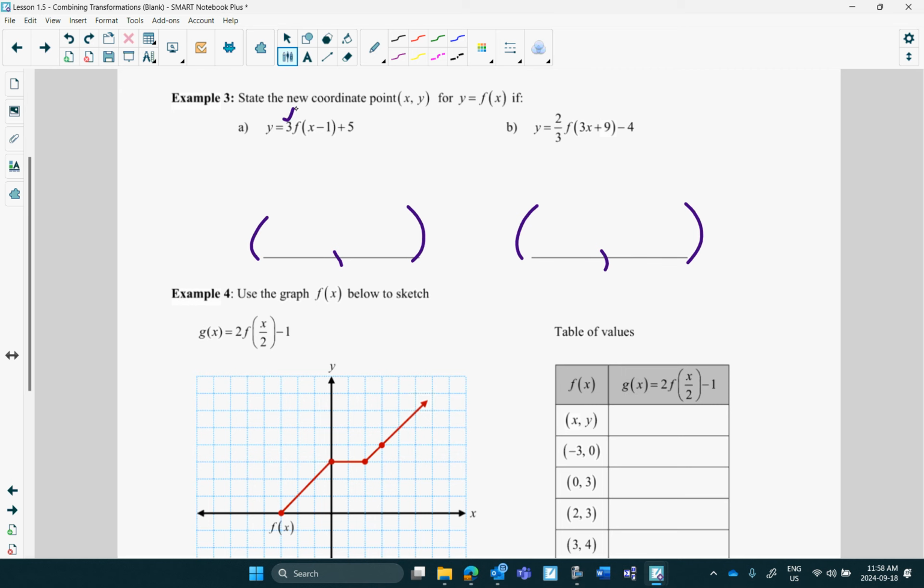3, which means I'm going to multiply every y by 3. Minus 1: I'm going to add 1 to every x group. Plus 5: not only am I going to multiply every y by 3, I'm going to add 5 to it. And that's the formula for the new graph.